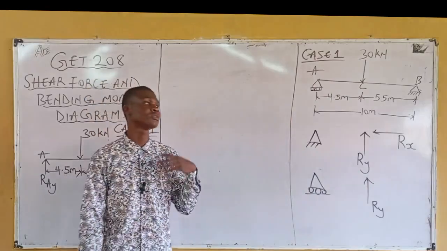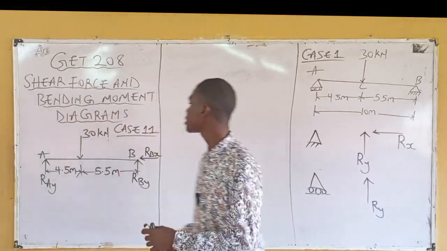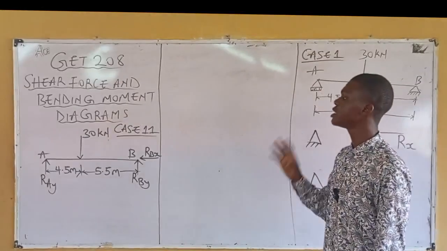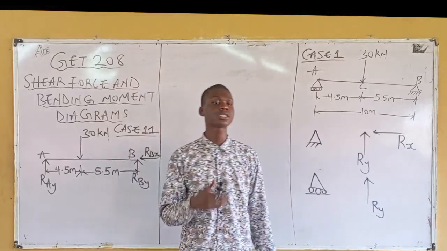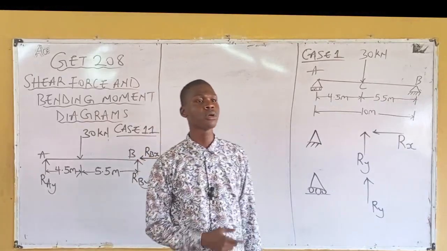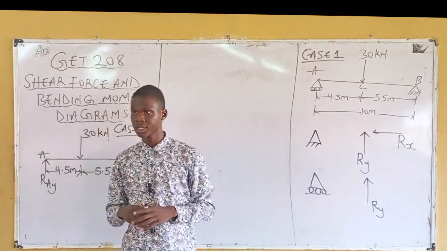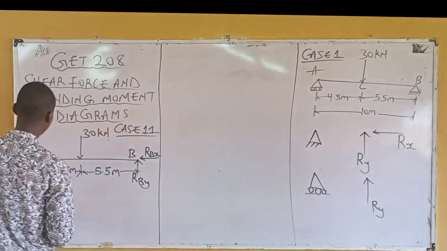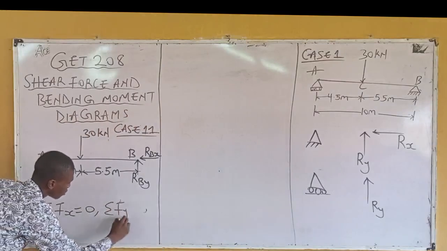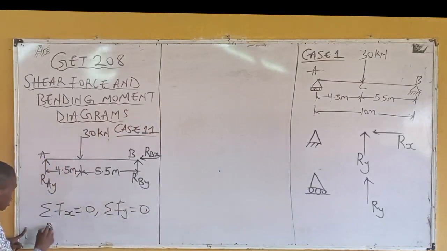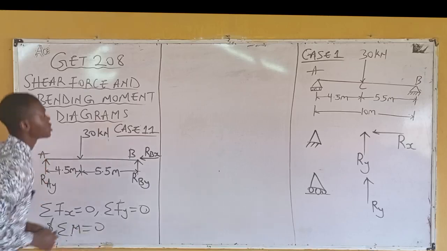But some questions will come directly, so you don't have to draw the free body diagram. Having drawn your free body diagram, the next step is to consider the equations of equilibrium. They are just 3. The first one is summation of Fx equals 0. Summation of Fy equals 0. And summation of moment about any point equals 0.